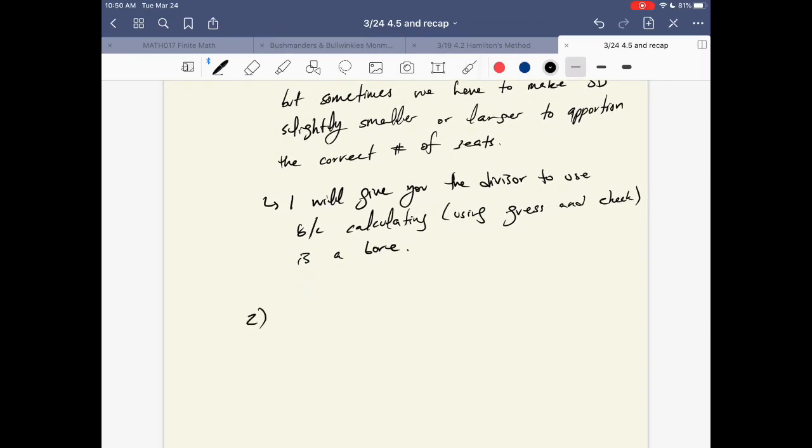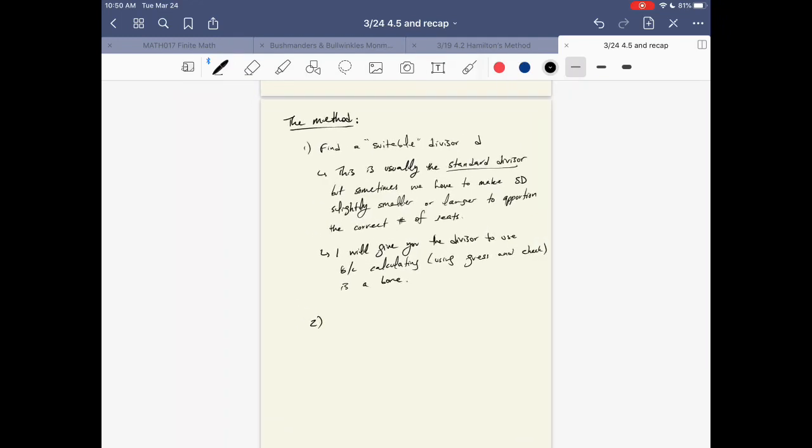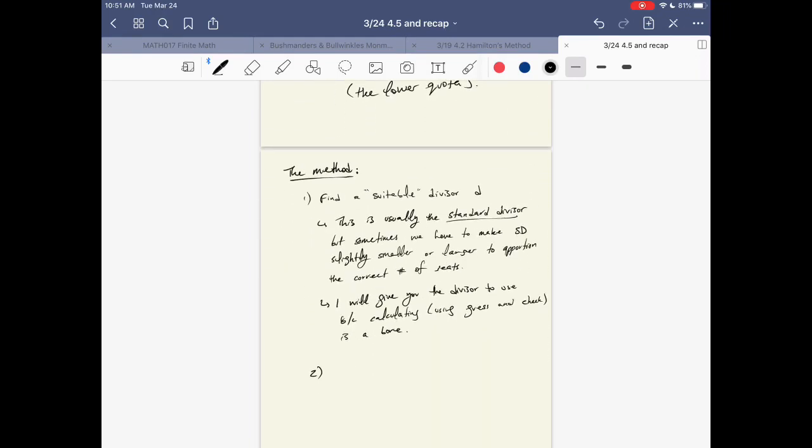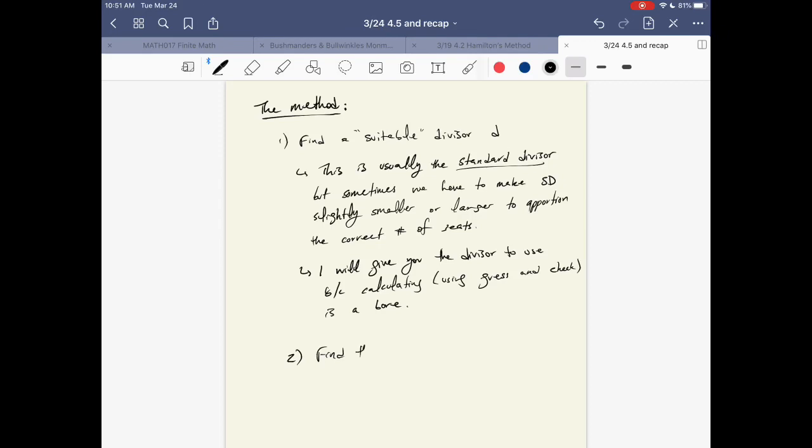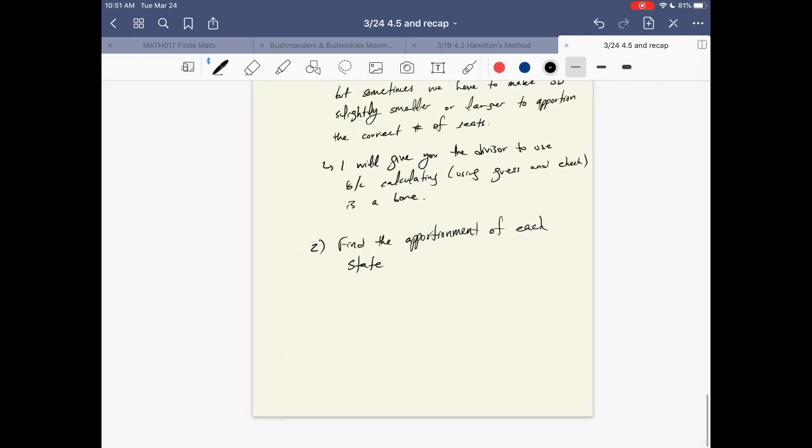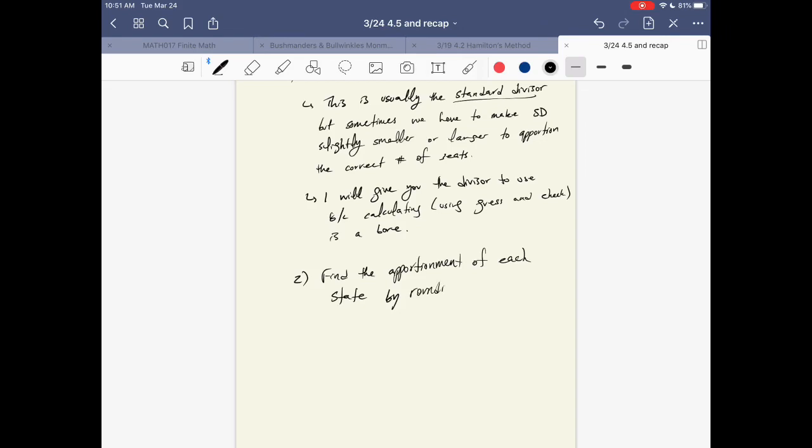Okay, and then the second bit to our method is simply find the apportionment of each state by rounding its quota using this rounding rule that we were just talking about. So find the apportionment of each state by rounding its quota using this Huntington-Hill rounding rule.